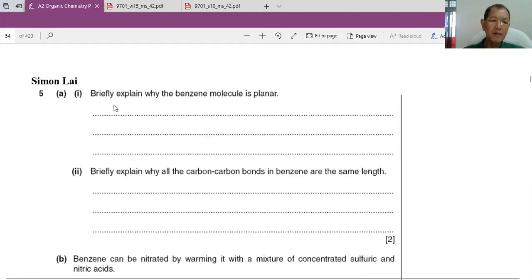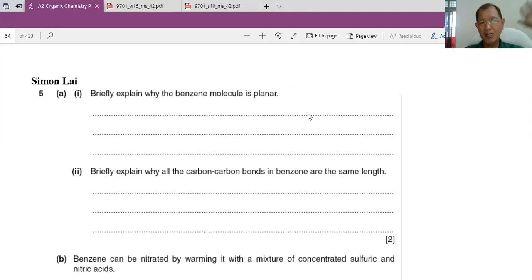Okay, briefly explain why benzene molecule is planar. Planar means flat. Remember, you learned this in AS, the shapes of molecules, right? And here, briefly explain why. So the two questions of why, it means you must give reasons. The mark is given for a reason. Here, 1 mark is 2 marks here. But the other one is 3 marks. Okay? Why the carbon bonds in the benzene are the same length.